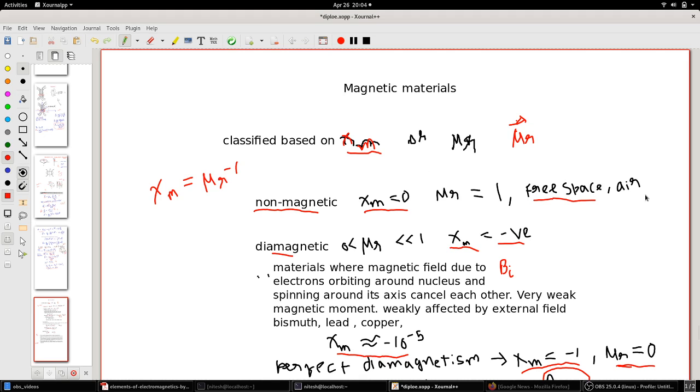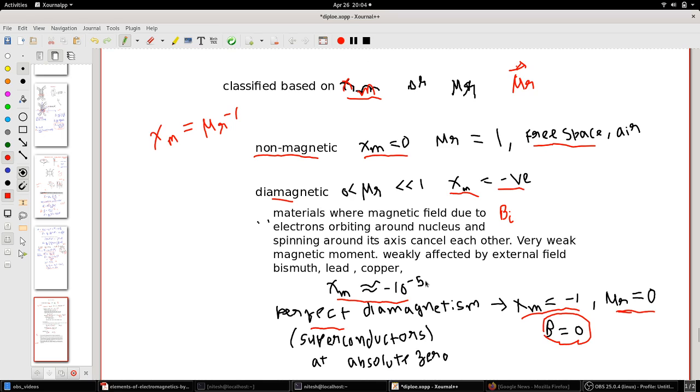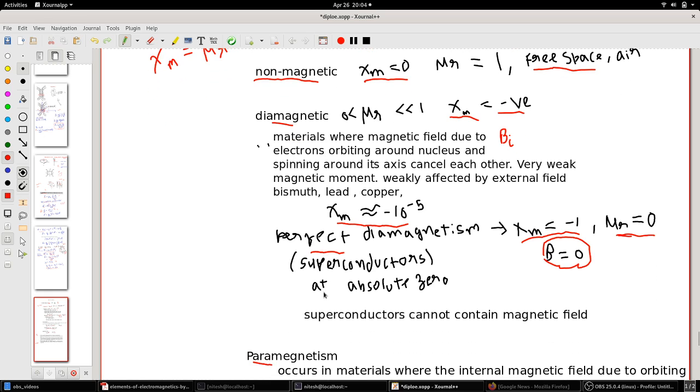The second one is diamagnetic, which has a psi m which is negative. Okay, they are like copper, lead, superconductors. They fall in this diamagnetic category, where these materials cannot contain any magnetic field as such. Their internal magnetic field is almost equal to 0, because they cancel it. They don't have any magnetization of their own.